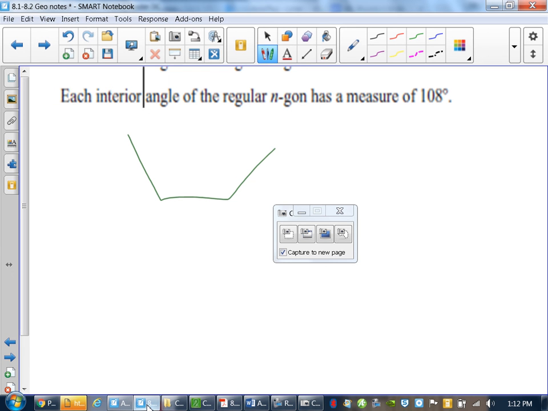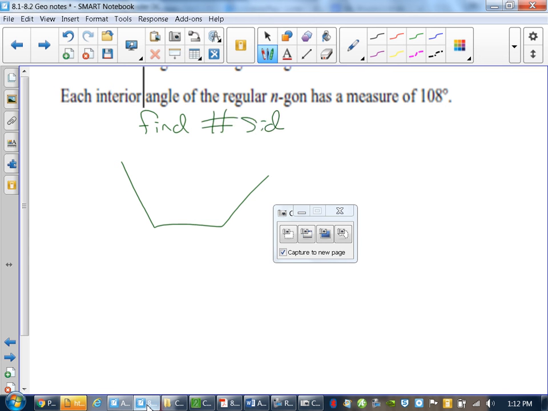So in this case, I want to figure out the number of sides. If it's a regular polygon and the inside angle is 108, what's its outside angle then? If the inside angle is 108, what's the outside angle? 72. Good.